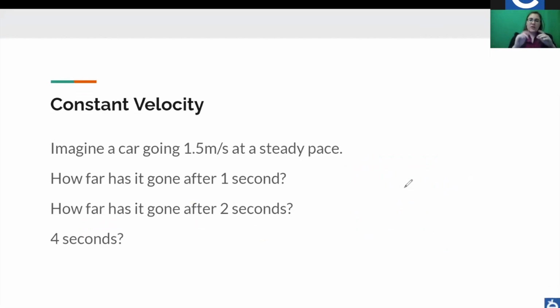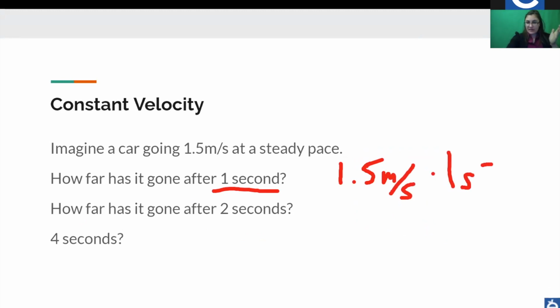Okay, you have a car going 1.5 meters per second. After 1 second, how far have you gone? 1.5 meters per second times 1 second equals 1.5 meters. Easy, that makes sense. How about 2 seconds?